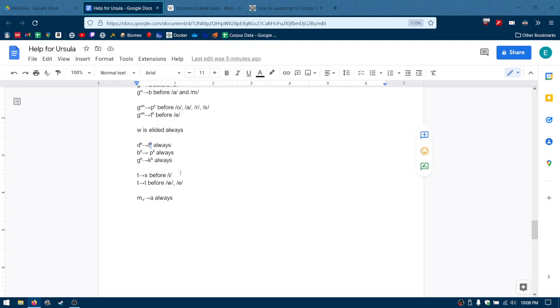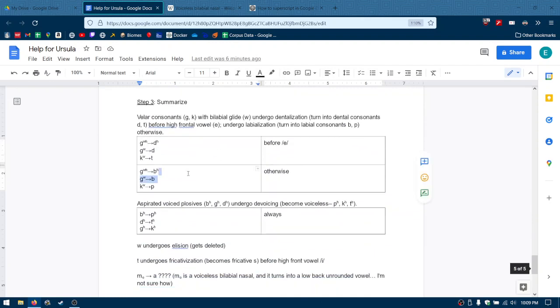Anyway, but just a normal D without the aspiration doesn't have any reason to change to T. So it stays D. But anyway, continuing, we have T turns into S before I, but T stays T before W and E. And then voiceless M always turns into A. Okay, so now we have those rules, and now we can do some musing about what that means. Basically, you just need to write stuff down with their phonological terms.